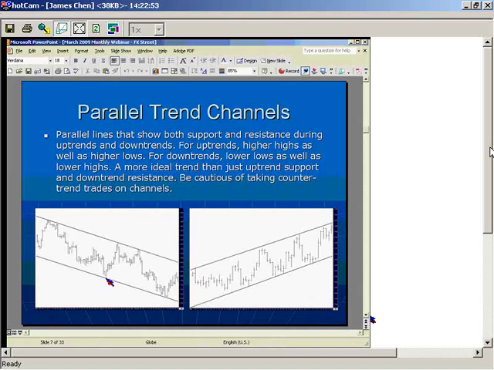Now, be careful at the same time of taking counter-trend trades on these channels. That is, on a downtrend, your best bet is probably to go short at the top and probably not to go long at the bottom. Same way on an uptrend, best bet is to go long on the bottom and probably not short on the top. But that's up to you. There are many successful counter-trend traders out there. Okay, so those are parallel trend channels.